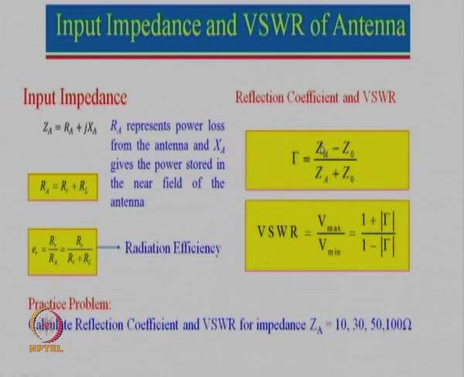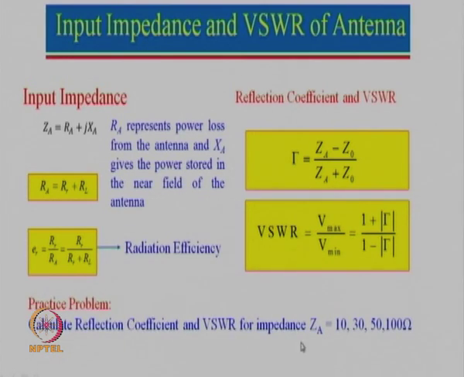Now, if the antenna impedance is 50 ohm, 50 minus 50 will be 0, so we get a reflection coefficient of 0, and if the reflection coefficient is 0, the power reflected will be 0. We define VSWR in terms of the reflection coefficient. This is just a practice problem for you.